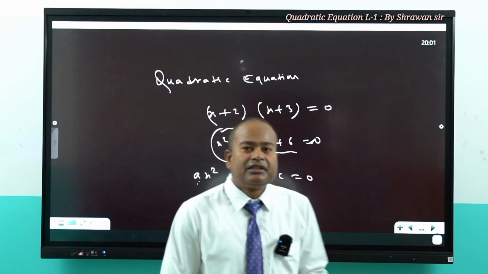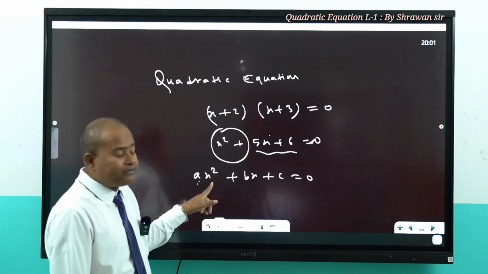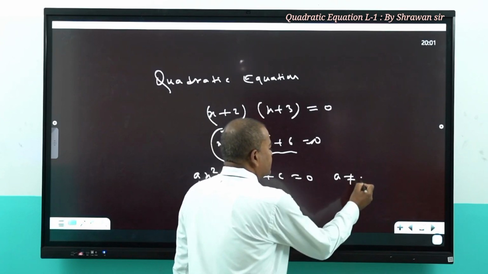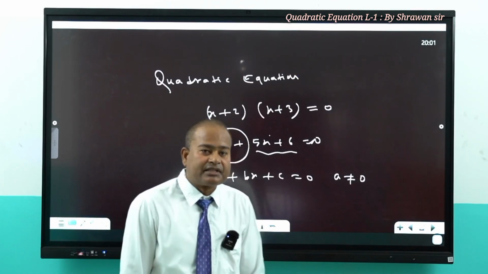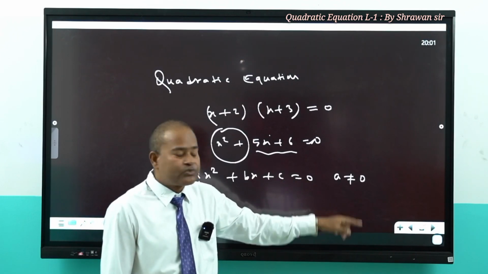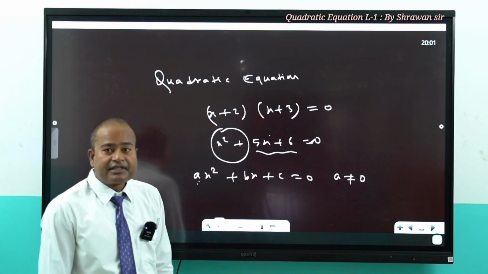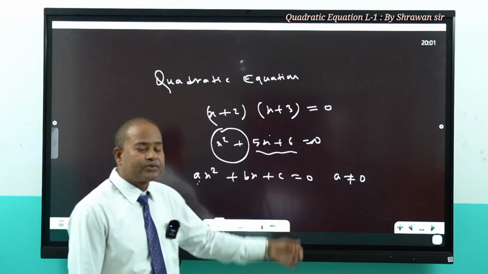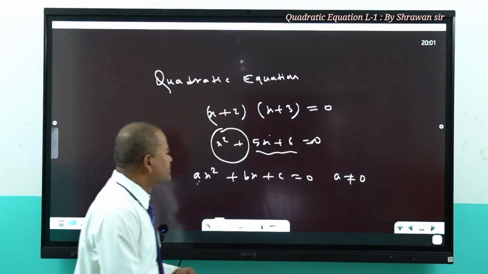So what is the criteria? We have to keep always in mind. The criteria for a quadratic equation is that the coefficient of x squared, that means a, should not be equal to 0. If the coefficient a is given 0, then the equation will change into a linear equation. So this we must keep in mind. The coefficient of the first term is denoted by a, which should not be equal to 0. And b is the coefficient of the second term, the numerical coefficient of x, and c is the constant term. So if any equation is given in the form of ax square plus bx plus c is equal to 0, then we say that this is a quadratic equation.